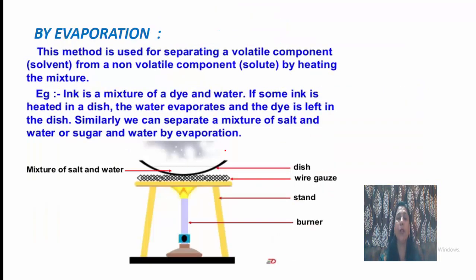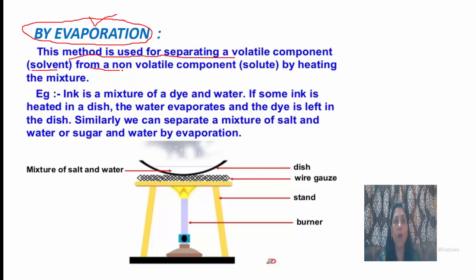Now the next is separation by evaporation. Okay. अब जब insoluble solid था liquid में तो हमने यूज किया था filtration. Okay. अब अगर हमारा जो मिक्सचर है वो soluble solid in a liquid है, suppose sugar and water or salt and water, then we are going to use this technique by evaporation. This method is used for separating a volatile component, that is solvent, from a non-volatile component, that is solute, by heating the mixture. इसमें हम sugar solution, salt solution को भी separate out कर सकते हैं.